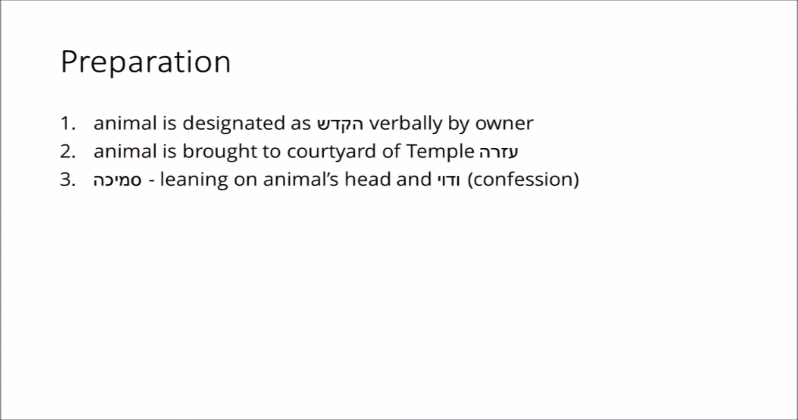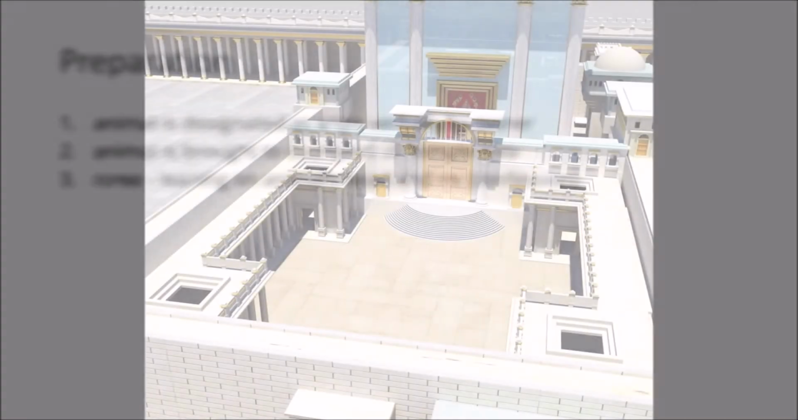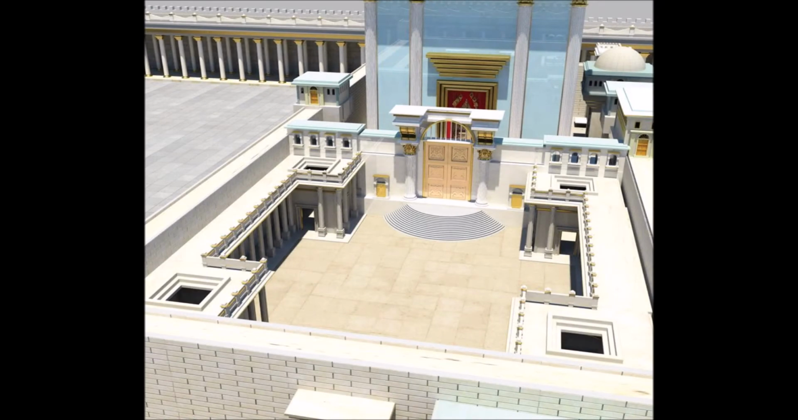Next, the animal was brought into an area of the temple you can see here called the Azarah. This was a courtyard in which Kohanim and non-Kohanim could enter. But you had to be in a state of spiritual purity called tahara. You couldn't be what's called tamei to come into this part. And that was often a restriction that would prevent people from coming in here.